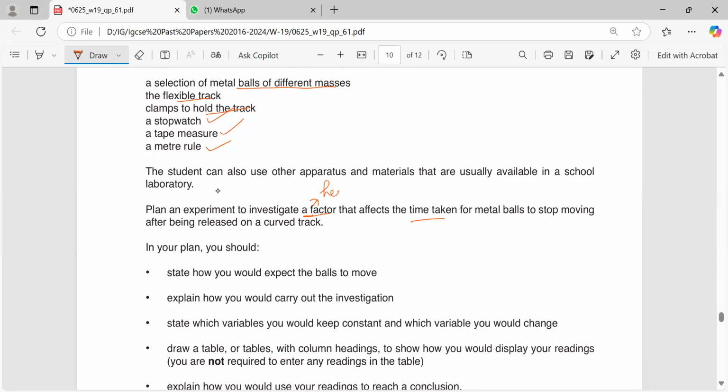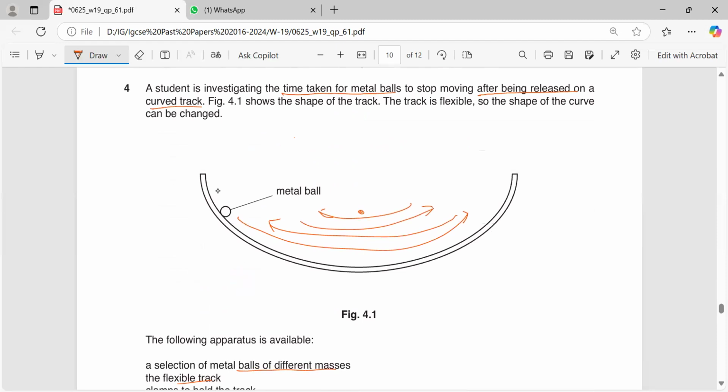I will choose the height of the ball or height of the release. The time taken for a metal ball to stop moving after being released on the curved track. So what I will do, I can keep this track the same, but let's suppose first I am rolling the ball from here. So this is the height of the ball. Then I can roll it from here. Now this is the second value for the height of the ball. Then I can roll it from here.